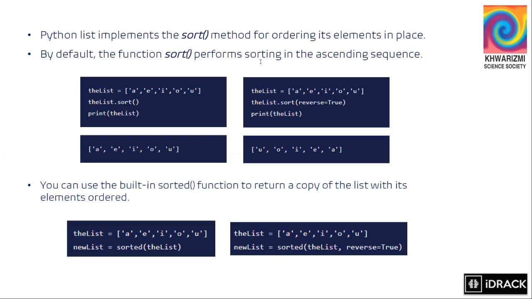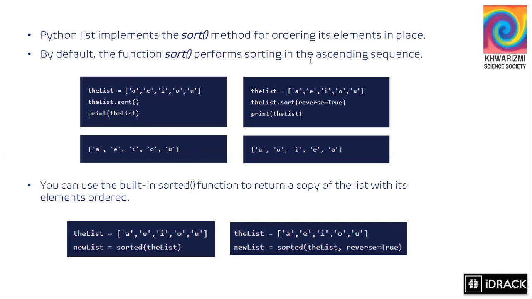By default, if you use sort, it's going to sort it into ascending sequence. So we have a list A, E, I, O, U, and we sorted it, since it was already in ascending order. When you print it, it's going to essentially print in the same order.